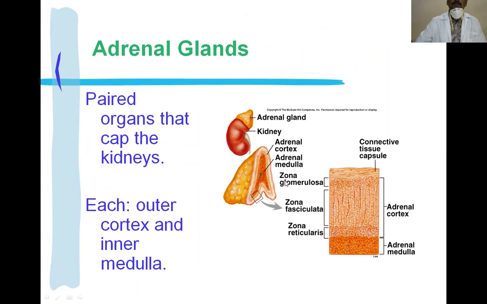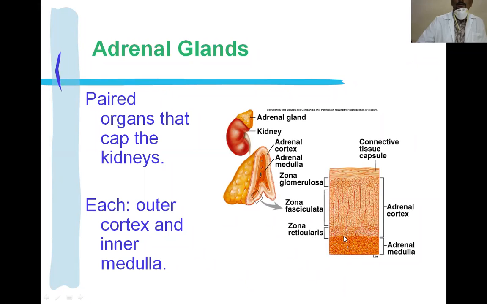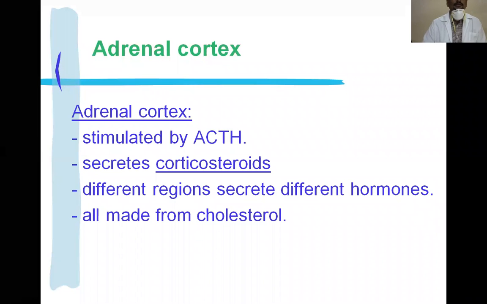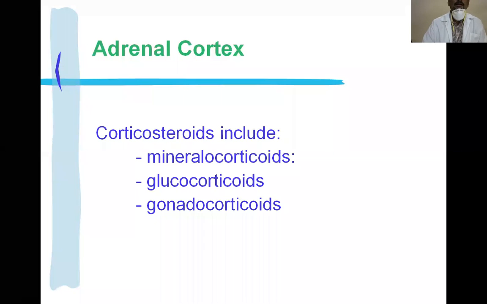This is the cortex, having the zona glomerulosa, the superior, outer layer, and the middle layer, about 3/5 of the cell mass, is the zona fasciculata, which secretes glucocorticoids, and the zona reticularis, which secretes primarily the adrenal androgens. So the cortex, stimulated by ACTH, secretes corticosteroids, as we have seen in detail, and these are the three corticoids: mainly mineralocorticoids, glucocorticoids, and gonadocorticoids, which are adrenal androgens.